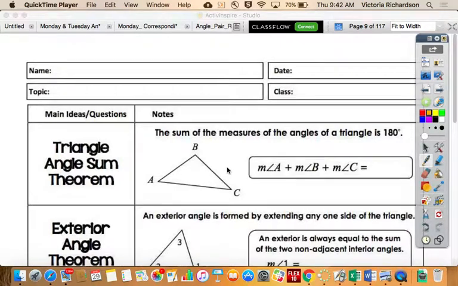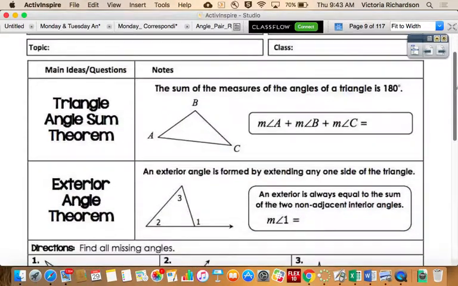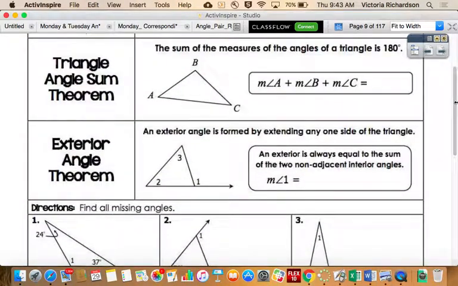So today we're going to talk about triangle angle sum theorem. And all that means is that the sum of the measures of the angles of a triangle is 180 degrees. So if we add this angle plus this angle plus this angle together, we get 180 degrees. Just like a straight line has 180 degrees, so does a triangle.